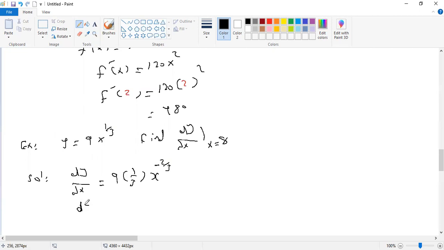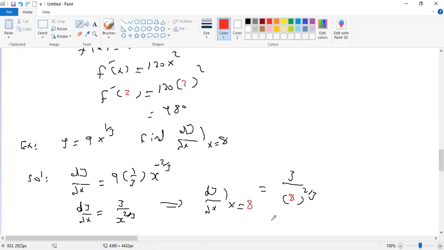Now, I can simplify this one. I call it a 3, and this one I put in the denominator, x to the 2 over 3. It is up to you, you can keep it as a negative power. Now see, what is dy/dx at x equal to 8, as the question says? Replace it in the derivative. So it is equal to 3 over x to the power 2 over 3. What is the x? The x is 8. So now 8 is 2 cubed, students. This one is 2 cubed, so 3 over 8 to the 2 over 3, the cube root gives 2, so it will be 2 squared, which is 4. That's the answer.